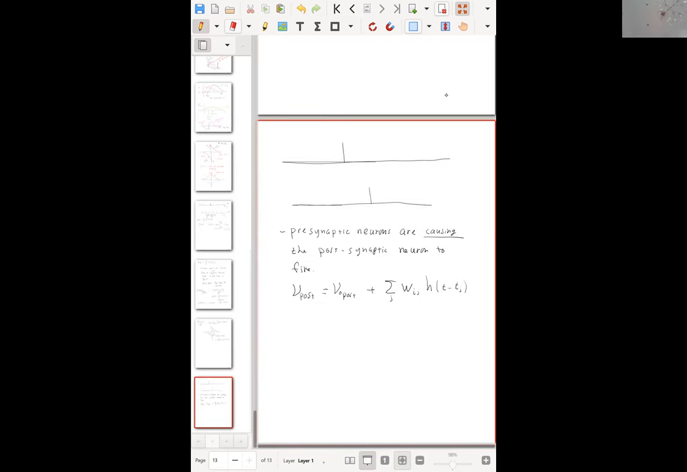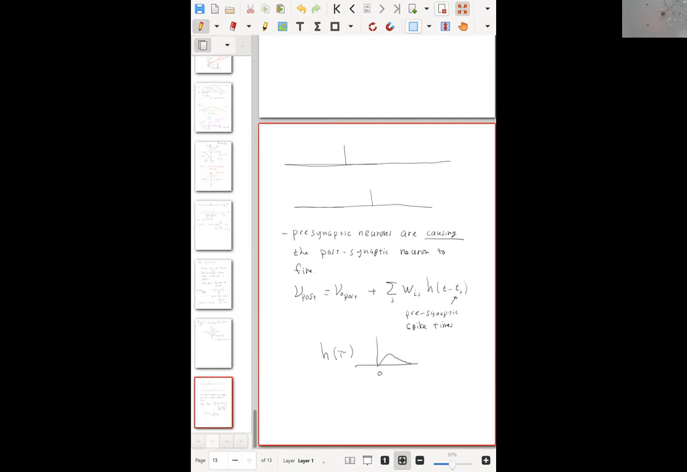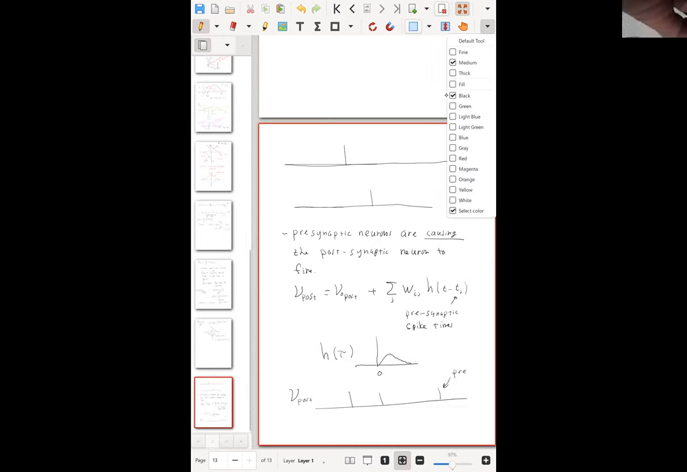Okay. And what this means is, remember j indexes presynaptic spike times. And H of tau looks something like this. This is zero. It basically increases for a short time and then goes down. And it's also modulated by the weight. The idea is when the presynaptic neuron fires, it actually affects the postsynaptic neuron. And so what you get for the postsynaptic firing rate, if these are the times of the presynaptic spikes, is that nu post goes along and goes up a little bit, goes up a little bit.